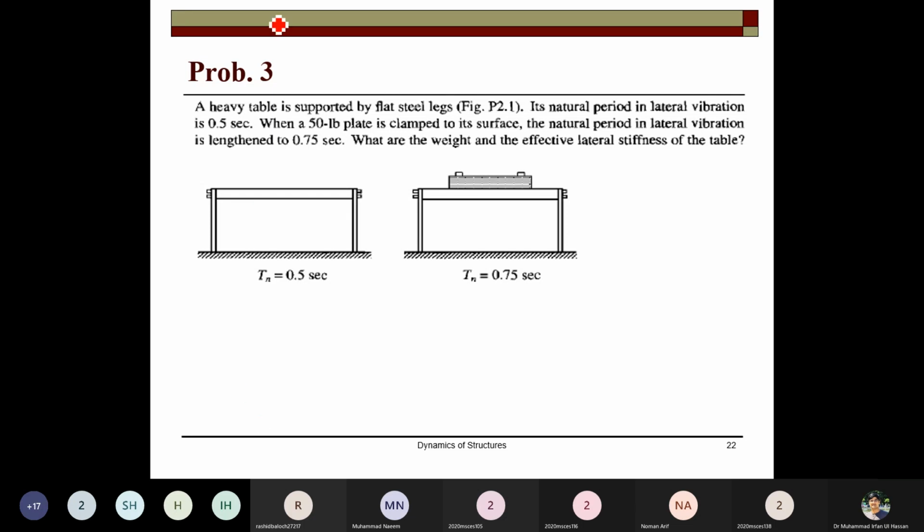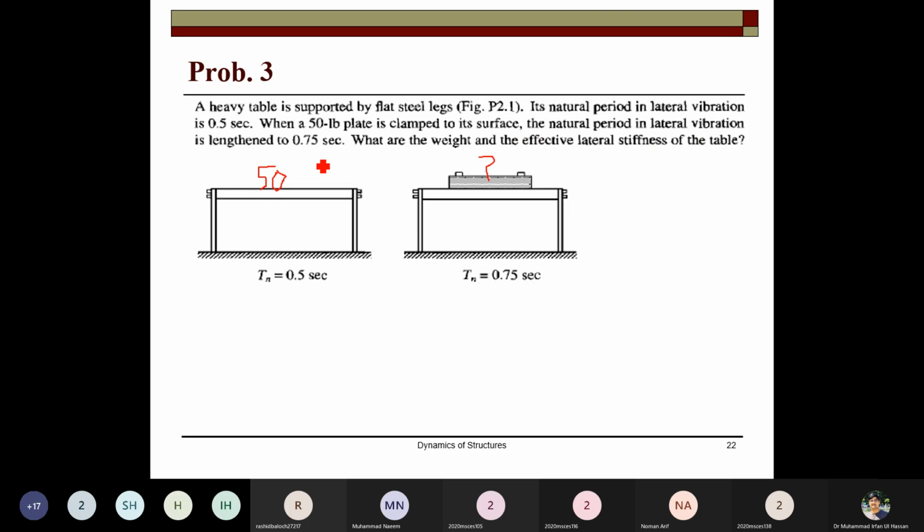In this problem also, a heavy table is supported by flat steel legs. It's a problem from the book. Its natural period of lateral vibration is 0.5 second. When a 50 pound plate is clamped to its surface, the natural period of the lateral vibration is 0.7 second. This is when the 50 pound plate is clamped, and the weight of the table is unknown. What is the weight and effective lateral stiffness of the table?